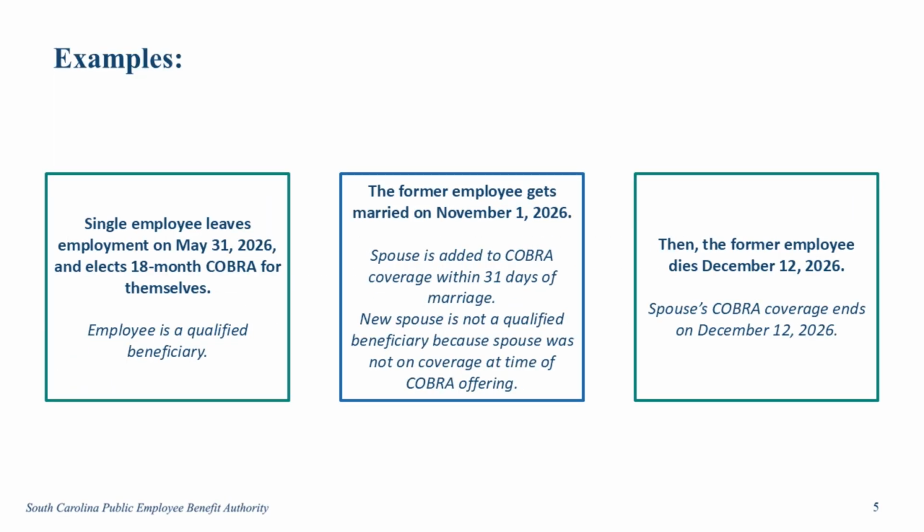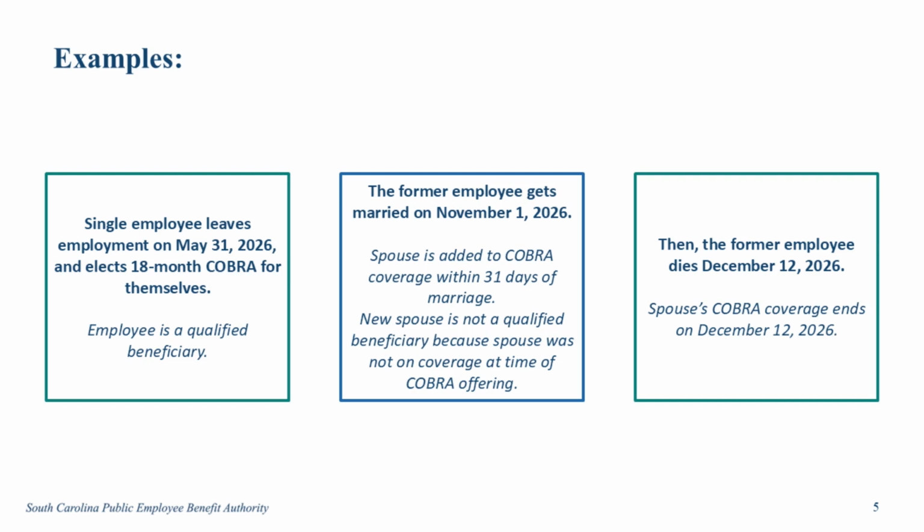Let's look at an example. An employee is single and leaves employment May 31, 2026, and is a qualified beneficiary. They choose COBRA coverage for themselves. On November 1, 2026, they get married. Within 31 days of the marriage, they add their spouse to their COBRA coverage. The new spouse is not a qualified beneficiary, because they were not covered at the time of the employee's termination. The former employee dies on December 12, 2026.